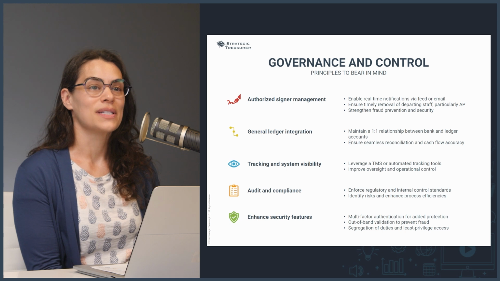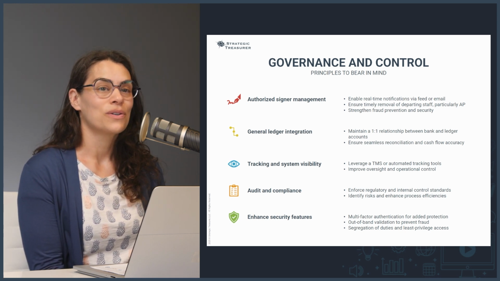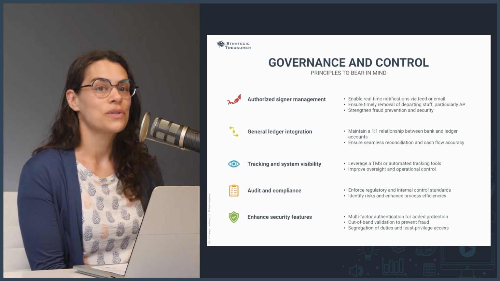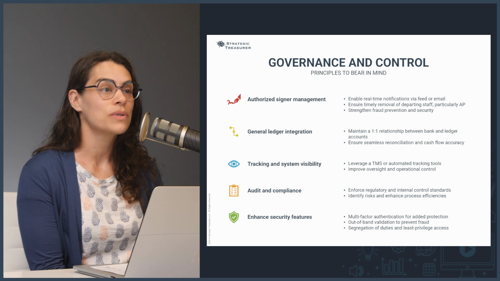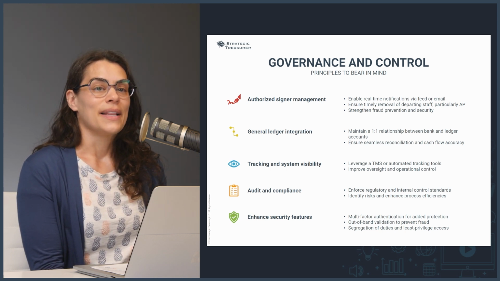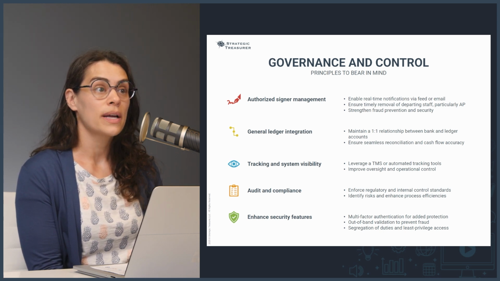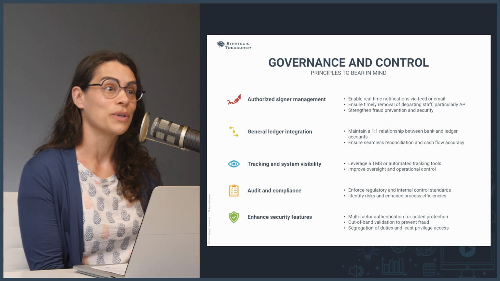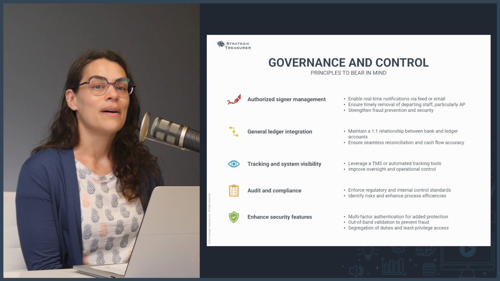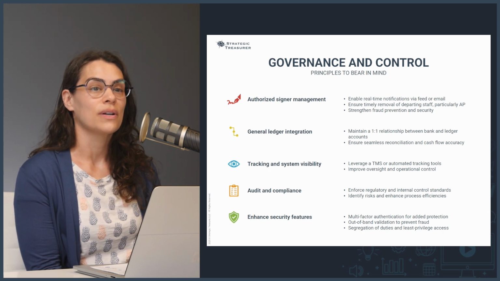And that leads us to governance and control. Authorized signer management, mentioned it earlier: make sure you have processes in place to timely remove folks who have moved to a different department, out of Treasury, and that you're not leaving folks on there. That impacts fraud, and it impacts your reporting. This is another, we'll use FBAR again. You don't want to leave FBAR people on if they've left your department. You want to have these processes in place to strengthen your fraud prevention and security.